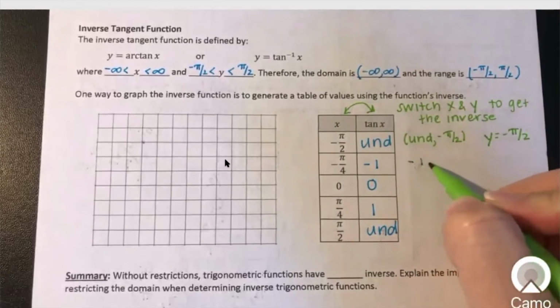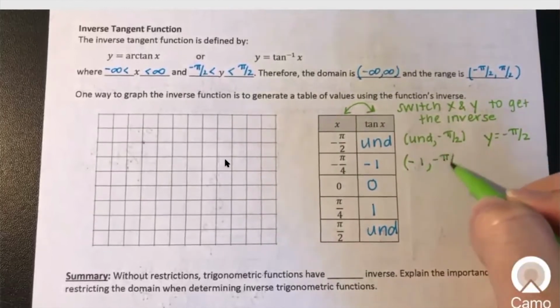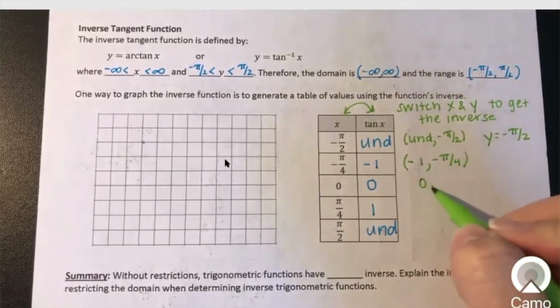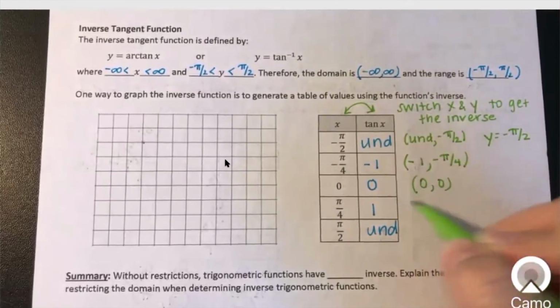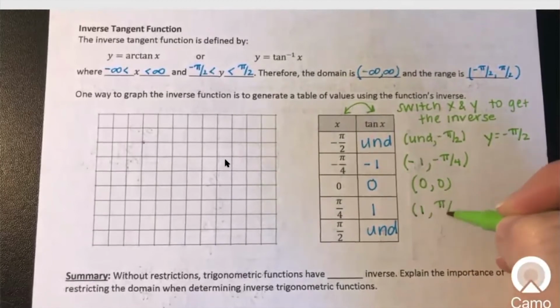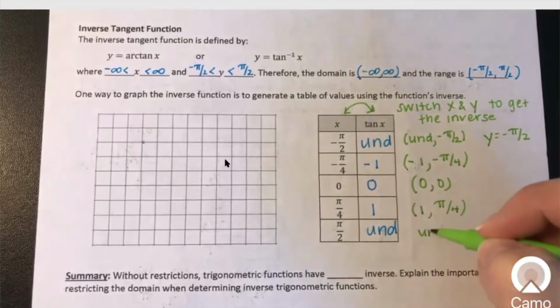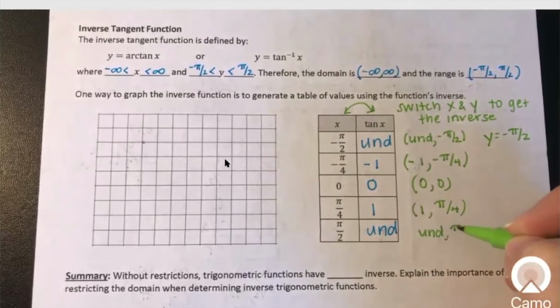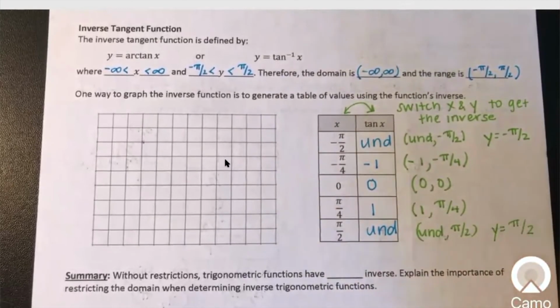Our next ordered pair will be -1, negative pi over 4, then 0, 0. That doesn't change, it's on that line of reflection. And then 1 comma pi over 4, and then we have another undefined value for y. So another asymptote, another horizontal asymptote.